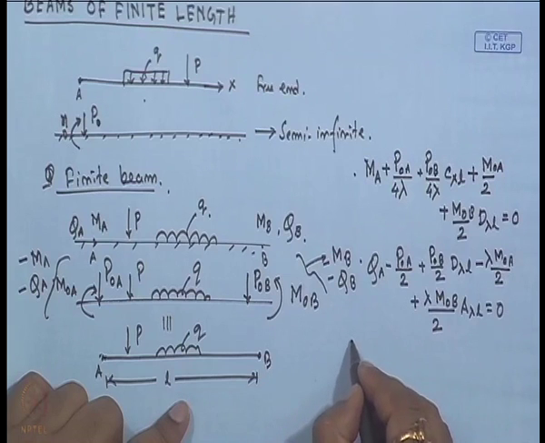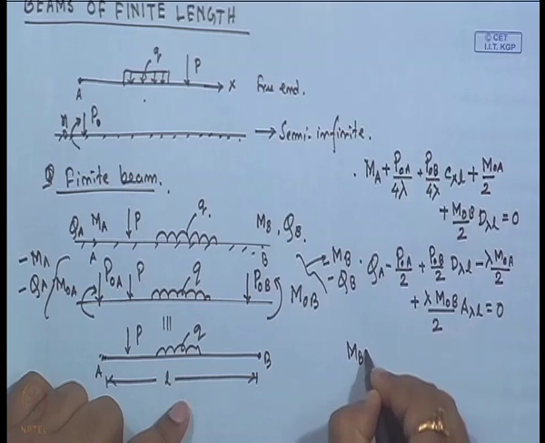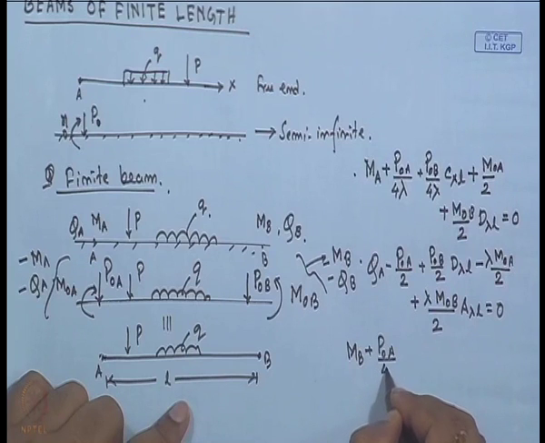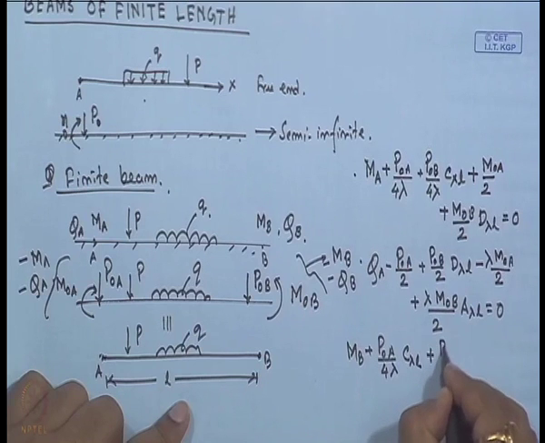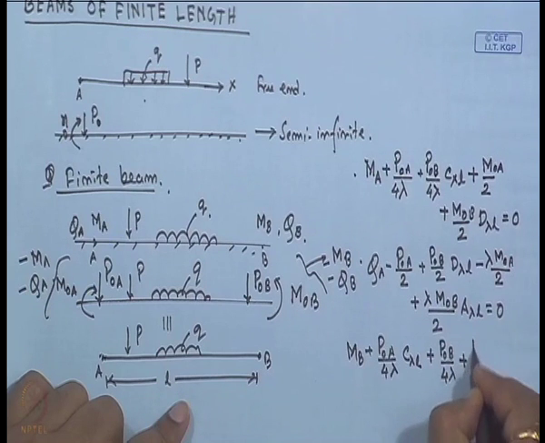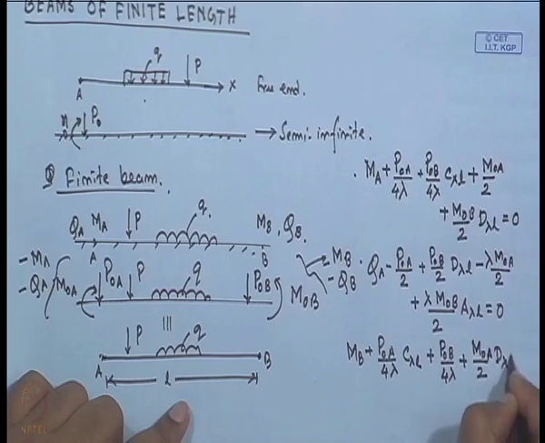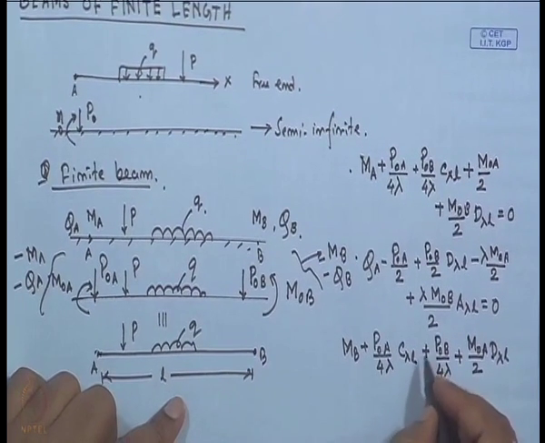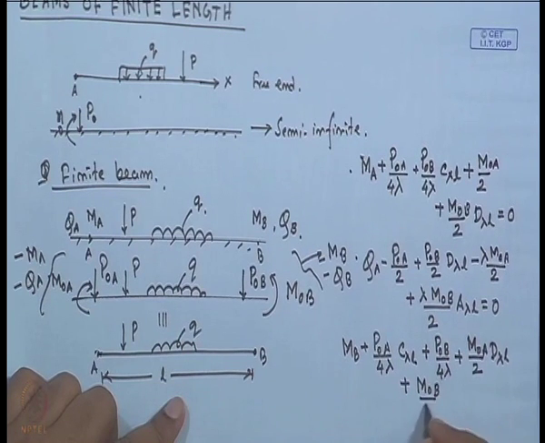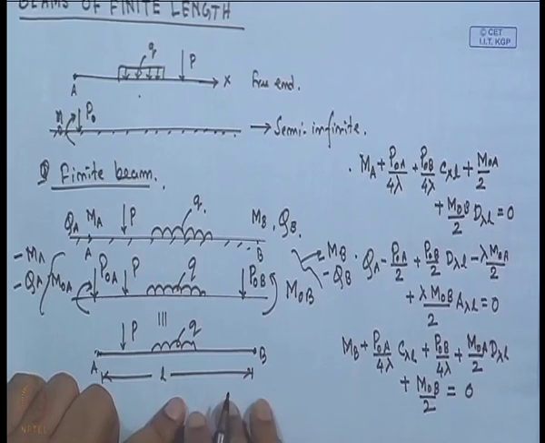Now, for the third expression in terms of M_B, also M_B plus P_0A divided by 4λ dλL plus P_0B divided by 4λ plus M_0A divided by 2 dλL plus M_0B divided by 2 equal to 0.